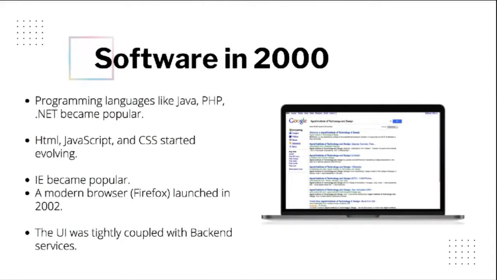Towards the early 2000s, there were things like HTML, JavaScript, CSS, using which we could build web applications. So we could host the UI in a server where it was more reliable, and we could access that from any system. But then the problem was that even the UI and the backend were very tightly coupled. Everything needed to be deployed in a single server.